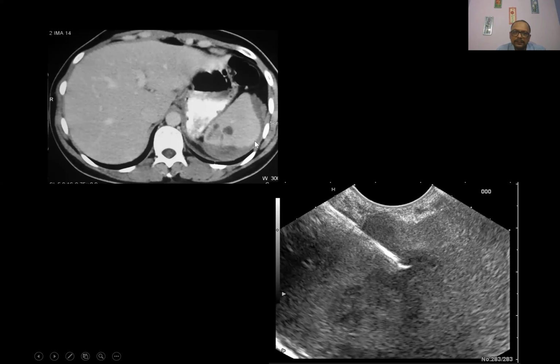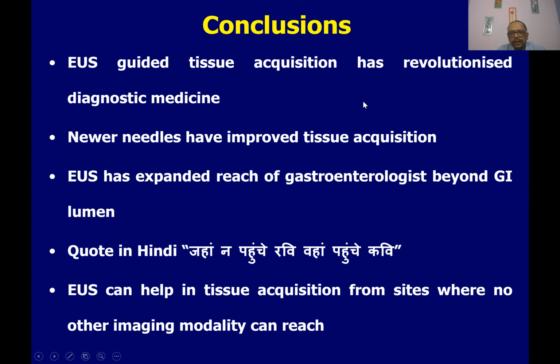Similarly, the splenic lesions, especially near the hilum, can be sampled using an EUS guided approach. These lesions are difficult to be sampled percutaneously because of being close to the hilum, but on EUS you can confidently sample these lesions. So to conclude, EUS guided tissue acquisition has revolutionized diagnostic medicine. With the availability of newer needles, especially the FNB needles, this has improved the tissue acquisition, and EUS has expanded the reach of gastroenterologists beyond the GI lumen, even helping other specialties in establishing a diagnosis.